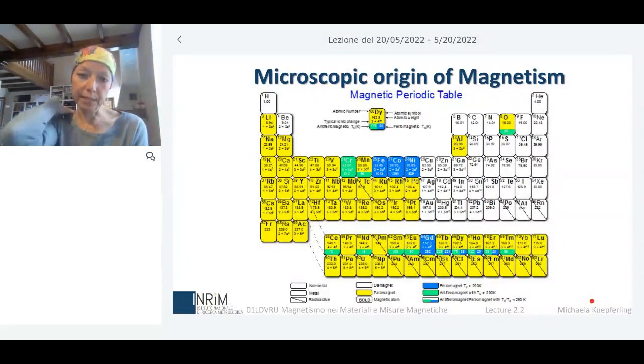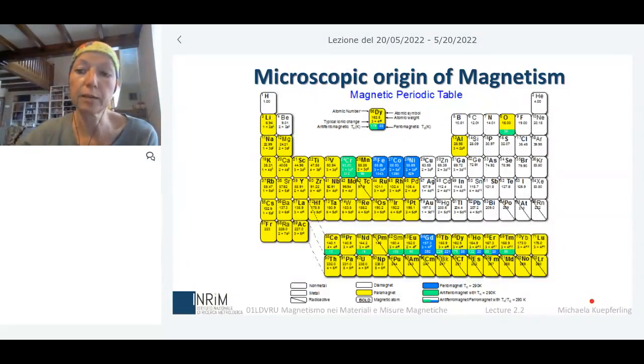Nowadays we know that all materials are magnetic, but we have different kinds of magnetism. We have diamagnetic materials, as Faraday already discovered, paramagnetic materials, and ferromagnetic materials. And you can see here in this periodic table that from the element point of view at room temperature, we only have iron, cobalt, and nickel, which are ferromagnetic.